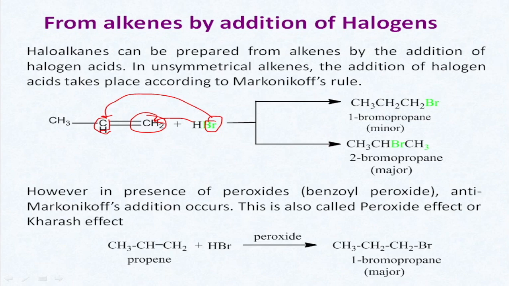Normally we have 1 bromopropane as minor product, 2 bromopropane as major product, but in presence of peroxide like benzoyl peroxide, anti-Markovnikov addition occurs. So this is called peroxide effect or Kharasch effect. So propene reacting with HBr following anti-Markovnikov rule gives 1 bromopropane as the major product.